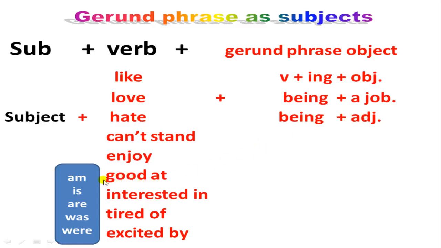Of course here we can use I am, he, she, it is, we, they are, plus the adjective, or he, she, it was, we, they were, I was, plus these adjectives: good at, interested in, tired of, excited by, plus gerund phrase object.